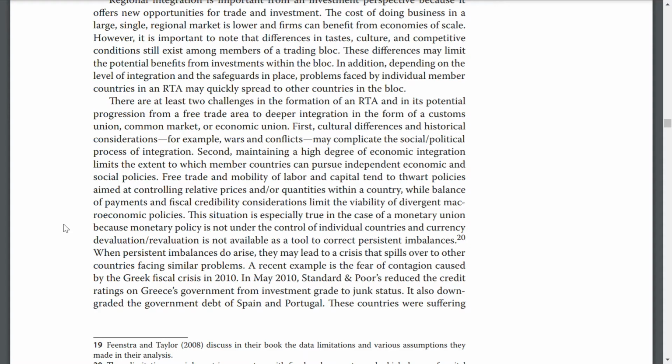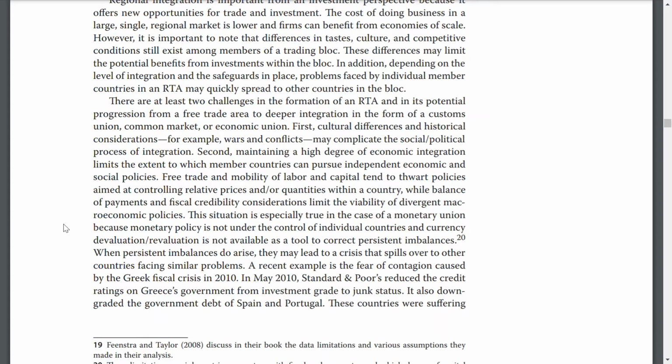Devaluation/revaluation is not available as a tool to correct persistent imbalances. When persistent imbalances do arise, they might lead to crises that spill over to other countries, forcing similar problems. A recent example is the fear of contagion caused by the Greek financial crisis in 2010.